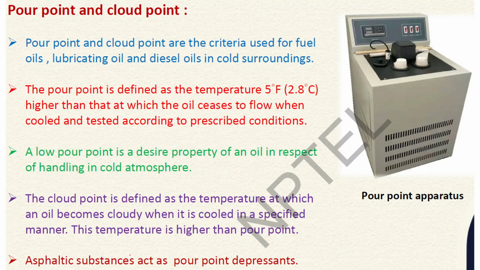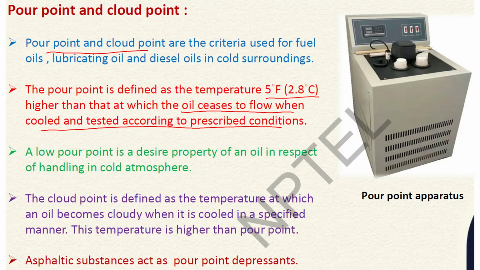Coming on to the next property, which is pour point and cloud point. Pour point and cloud point are the criteria used for fuel oils, lubricating oils and diesel oils in cold surroundings. They are measured for these oils when they are transported from a hotter area to a colder area. Why so? Because what is pour point? It is basically the temperature, 5 degrees Fahrenheit or 2.8 degrees C higher than the one at which the oil ceases to flow when cooled and tested according to prescribed conditions.